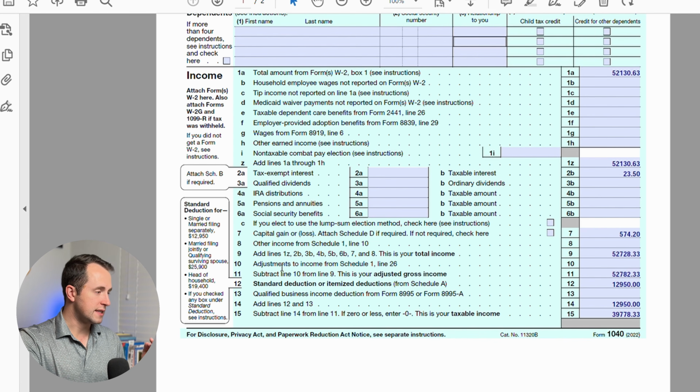Now 10, we already talked about, is not applicable in this situation, so we get to line 11, and you're going to be subtracting 10 from 9. This is going to be your adjusted gross income. Since we didn't have anything in line 10, we're just going to copy and paste 9 into 11.